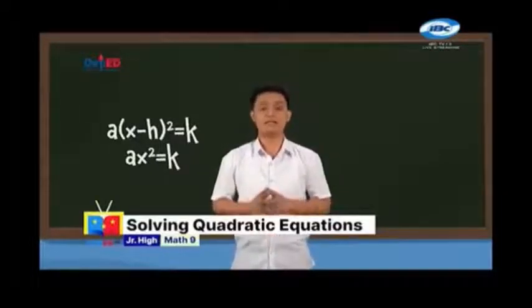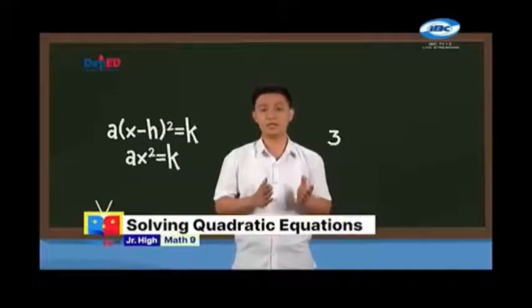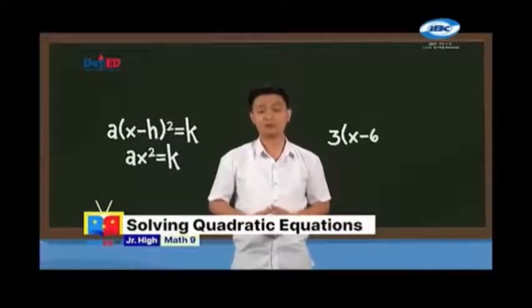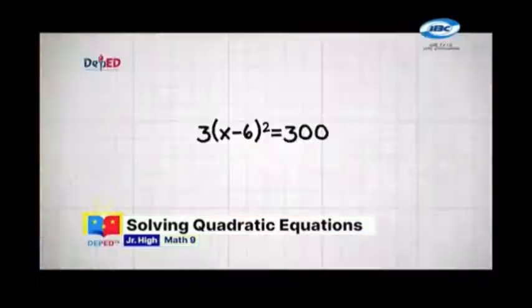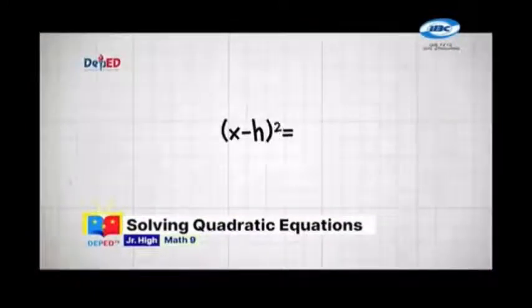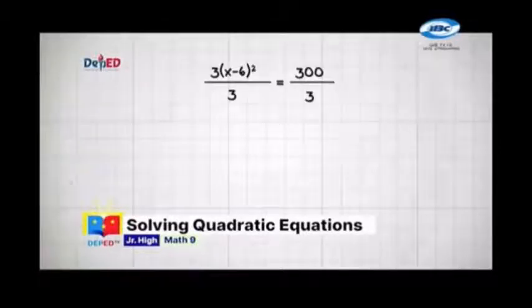Alright then, let's solve the equation 3 multiplied by the square of the binomial x minus 6 equals 300. Our target is to achieve the form x minus h quantity squared equals k, which means that the value of a is just 1. So what do we do? We divide both sides by the value of a, which in this case is 3. Then we simplify. So target achieved.